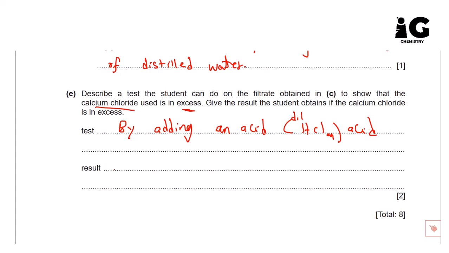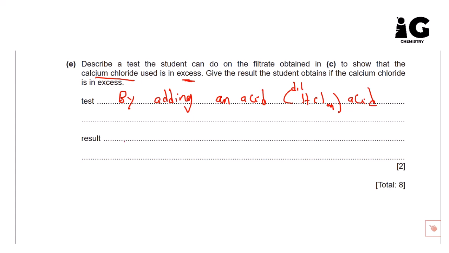The result should be negative, and negative means no carbonate, so we could say no effervescence, or no fizzing. So it means no carbon dioxide or no carbonate, so the substance is already used, and the substance in excess was actually calcium chloride.